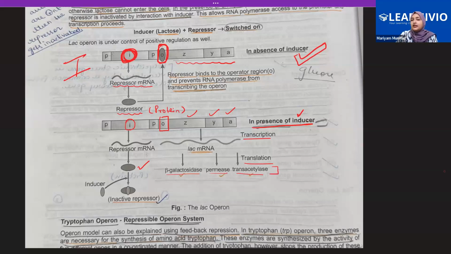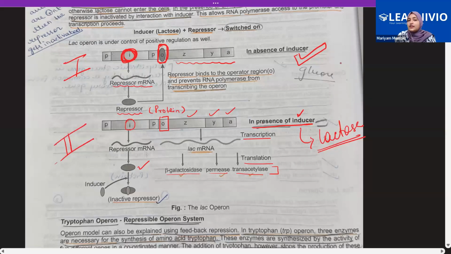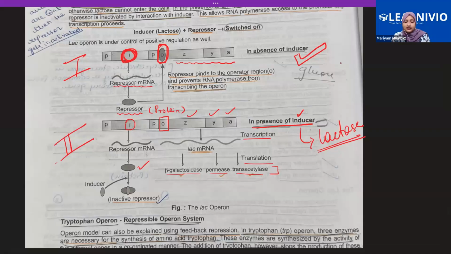So always remember here, inducer refers to the lactose. If the lactose is provided in the medium, then the process will take place. This is the second scenario. And if the lactose is absent, in that case, the repressor is going to bind with the operator region. Is it clear, students?